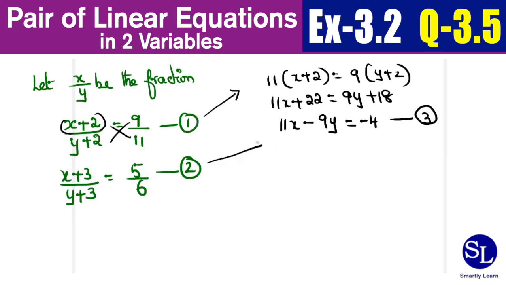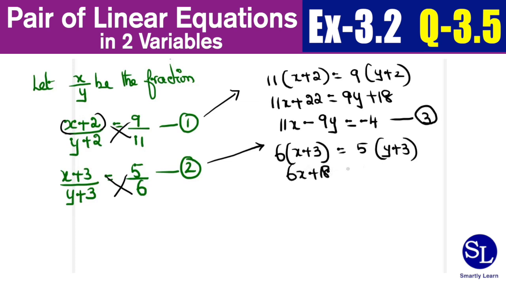Now the fourth one is going to be rearrangement of this particular equation. So let us see, the cross multiplication holds again. So 6 into x plus 3 is equal to 5 into y plus 3. So this is 6x plus 18 is equal to 5y plus 15. So arrange all the variables again. So 6x minus 5y is equal to 15 minus 18, which is equal to minus 3, getting us the equation number 4.